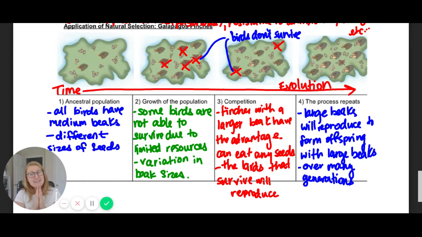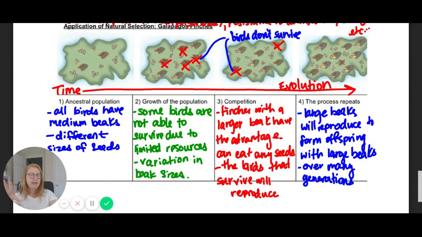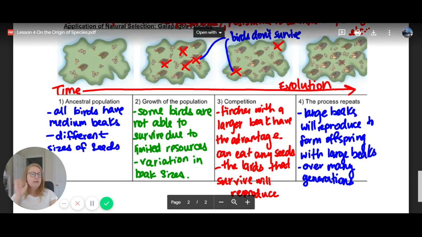So this example is, again, really famous. We call them Darwin's finches or Galapagos finches. So what has happened here is that we have an ancestral population. I mentioned in the last lesson, these likely came from Ecuador. These likely came from the mainland of South America, the coastal South America. And all of these birds have the same size of beaks. So what we would call a medium beak size.